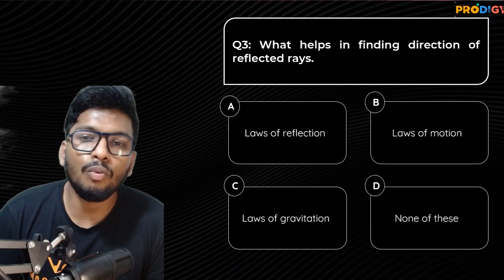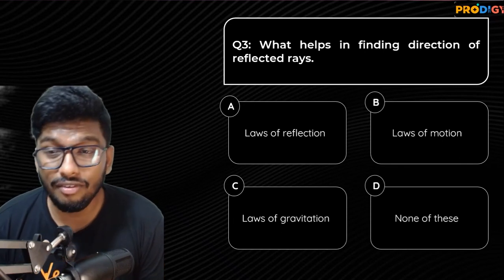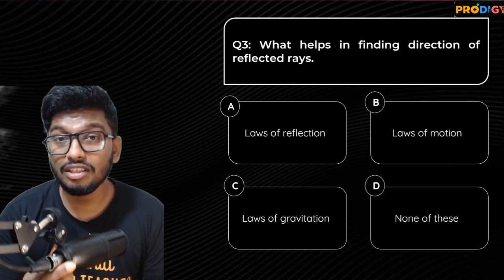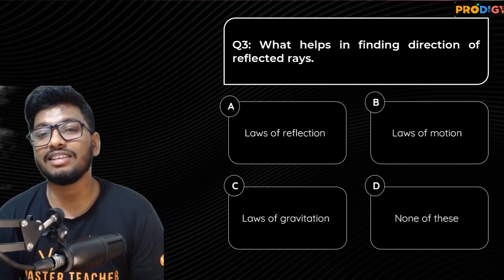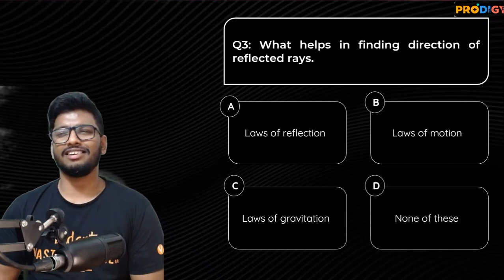Here's another one. What helps in finding the direction of the reflected rays? Is it the laws of reflection? Is it the laws of motion? Is it the laws of gravitation? Or none of these? Which of these helps in finding the direction of a reflected ray?